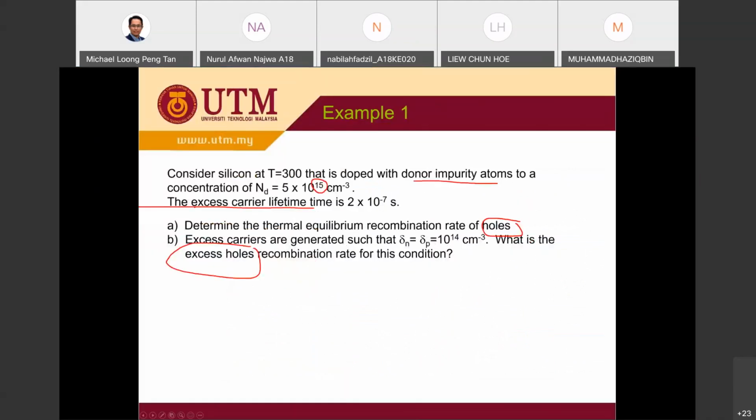Consider silicon at temperature 300 K. We have donor impurity N_D. Then the excess carrier lifetime is 2 times 10 to the power negative 7. So now this question here: are they asking about excess carriers or normal concentration? If you look at this question, they are not asking about excess yet. Excess is part B. Part A is only about holes, not excess holes. Part B is talking about excess carriers. They're giving you delta n and delta p. So what is the excess hole recombination rate for this condition? So how do we solve it?